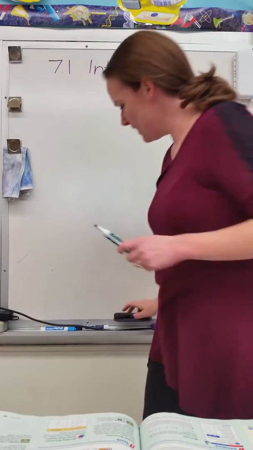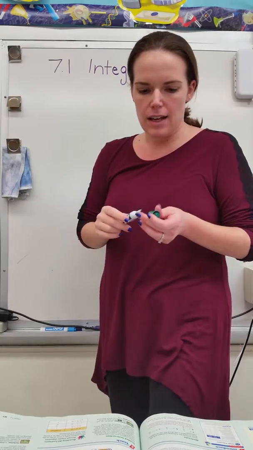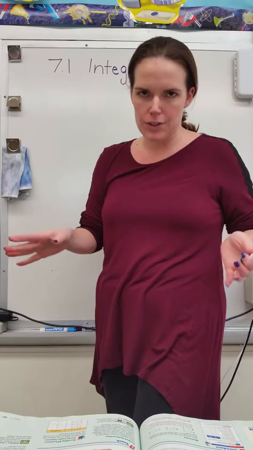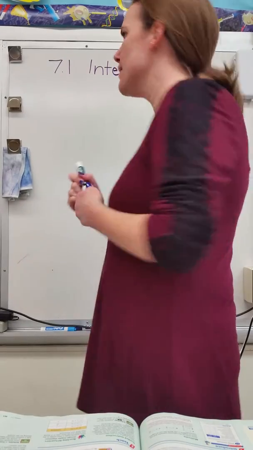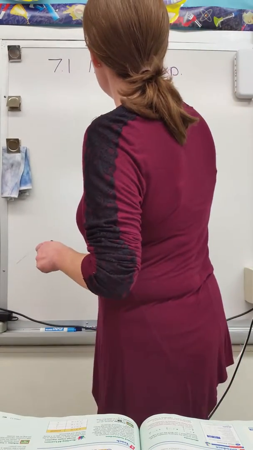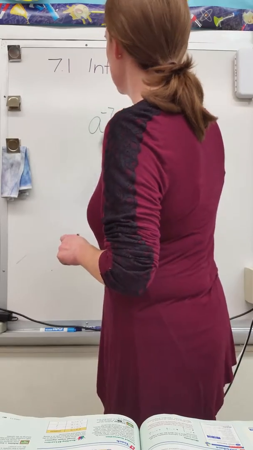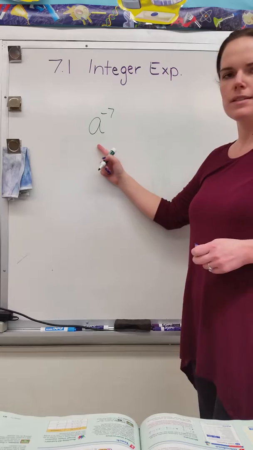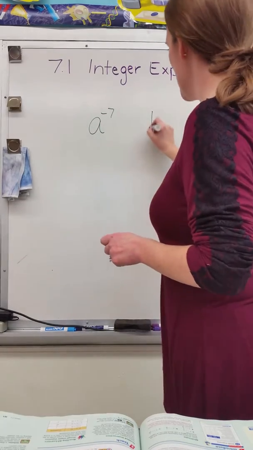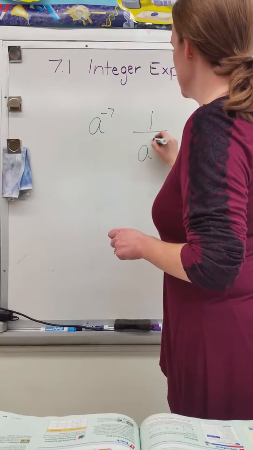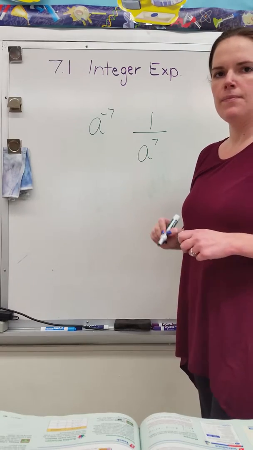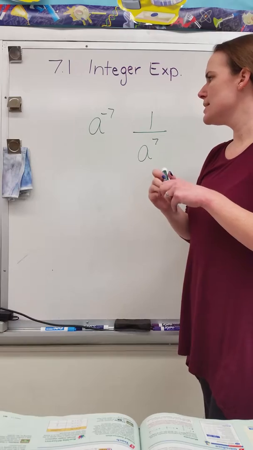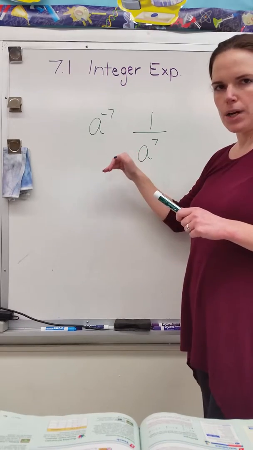All right. Next, say you have just letters. If you have A to the -7. Again, A is your base. So what that means to do is we're just taking 1 over A to the positive 7. And you're done.